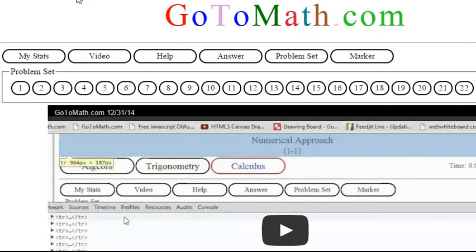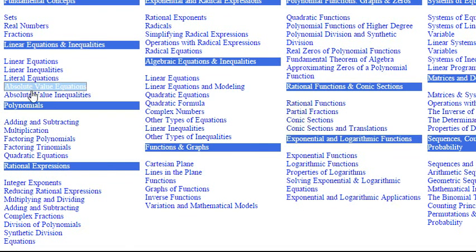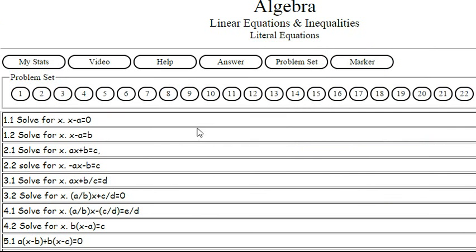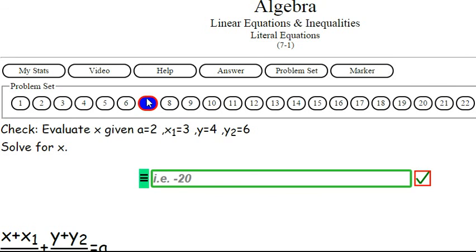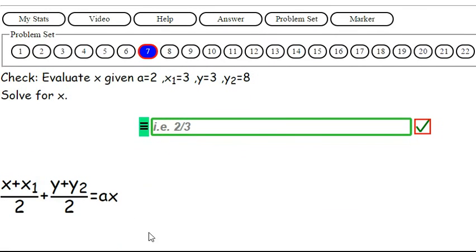We're over here at gotomath.com. Click on algebra, go down to literal equations. What are we doing? 7.2, I believe. Make sure I write this one down correctly this time, y sub 2. Last problem, I put y sub 1 there. I don't know what's going on with that, but we're moving on.